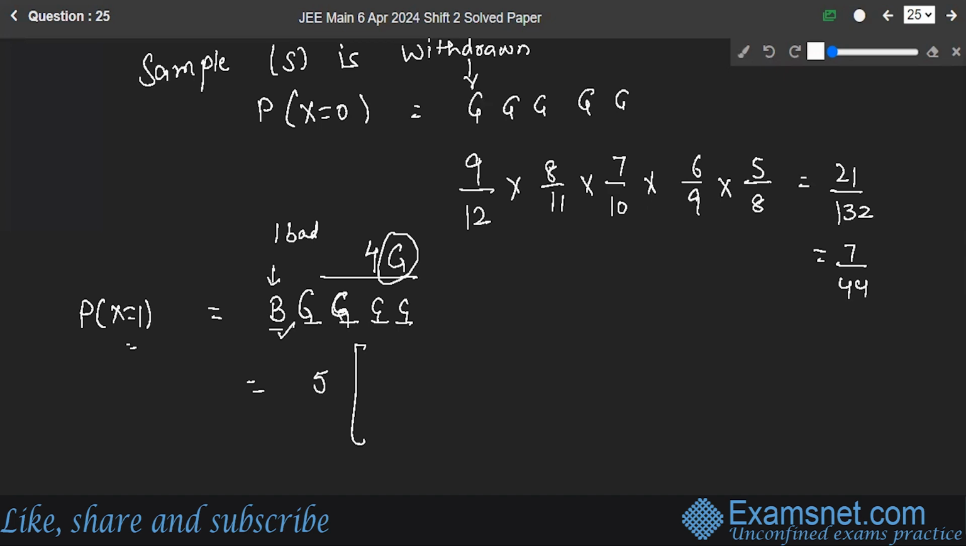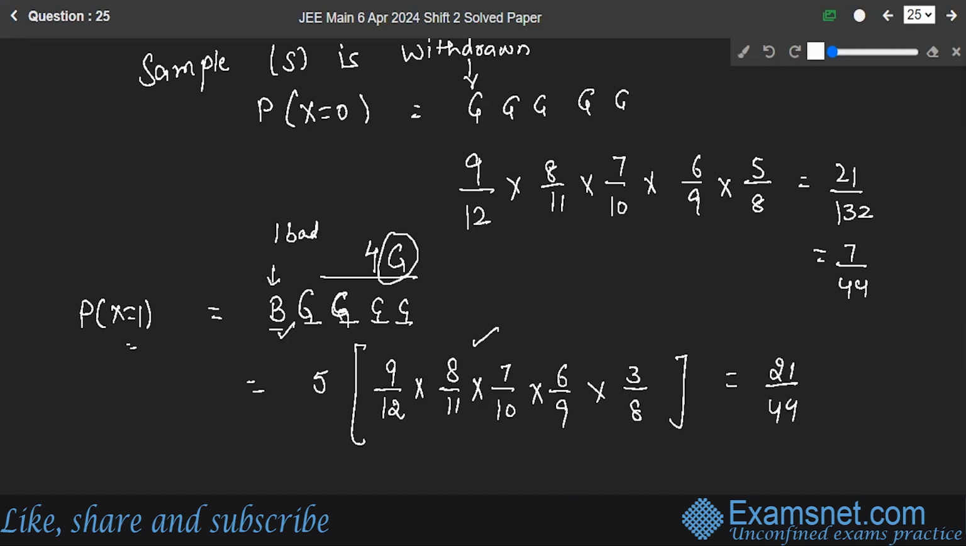And first of all, let's go for the good ones. 9 good items out of 12, right? The first one to be picked is a good item. There are 9 good items out of 12, and then 8 out of 11, 7 out of 10, 6 out of 9. Now, these are the 4 good items, and 1 bad item. There are 3 bad or defective items, and 4 have already been chosen. So this will be 3 by 8 into 5. On solving, this gives you 21 by 44.